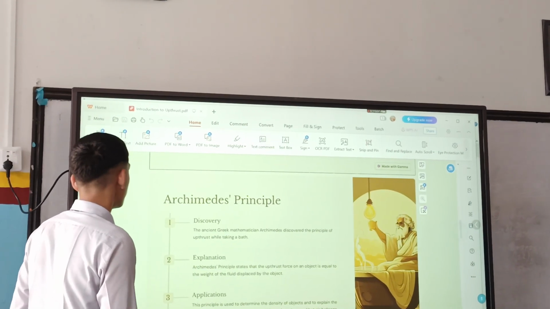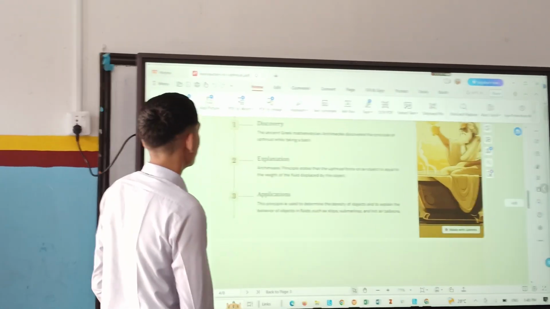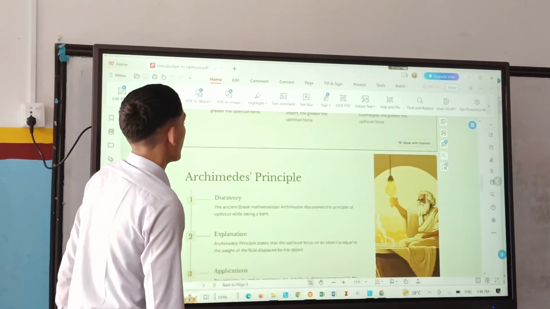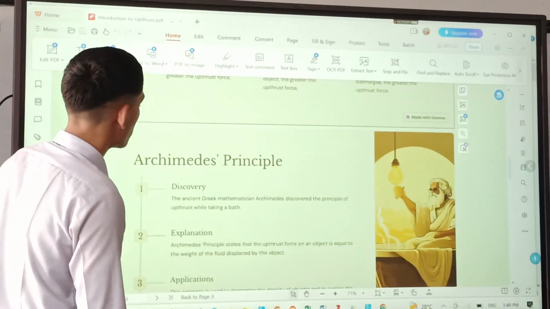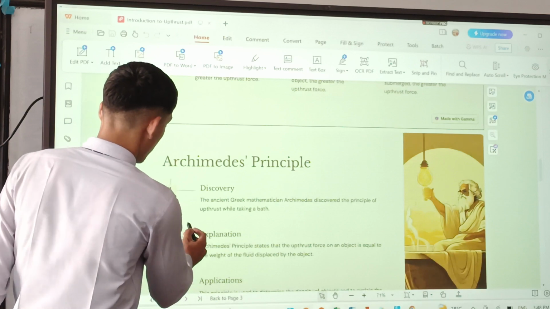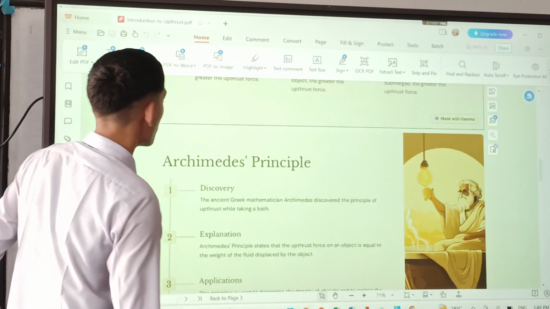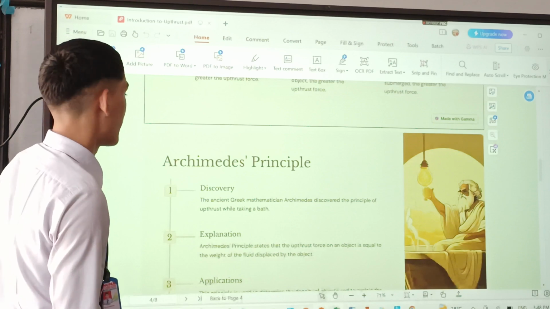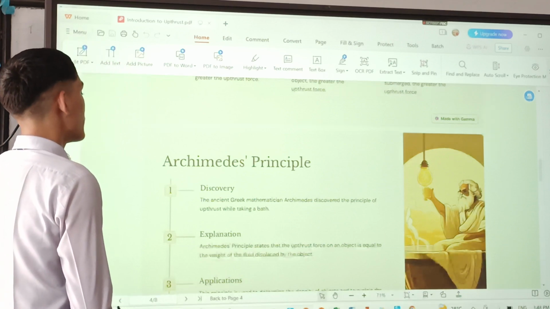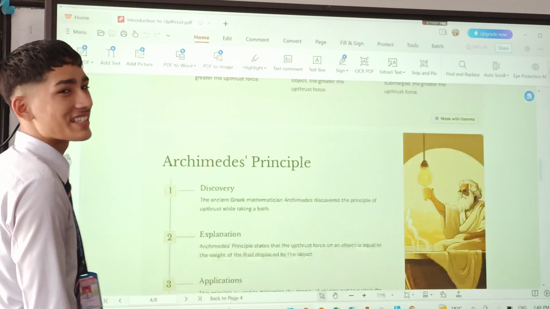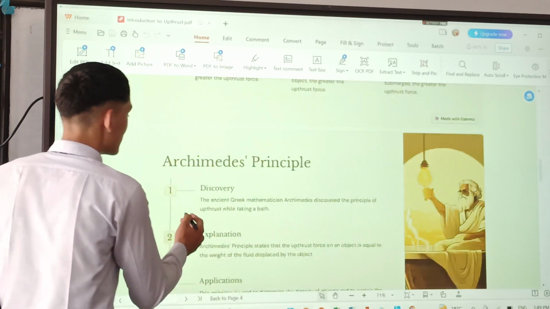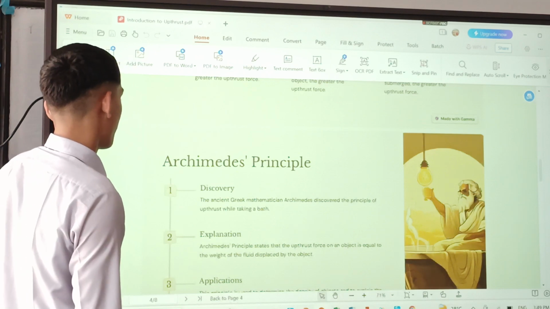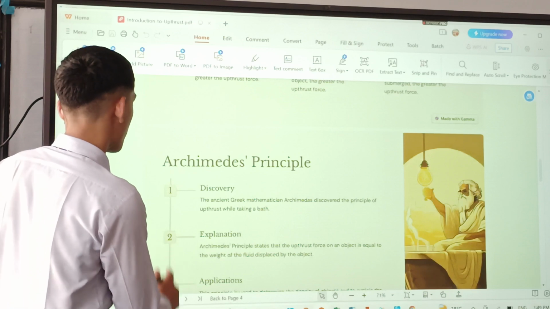Archimedes' principle discovery. The ancient Greek mathematician Archimedes discovered the principle of upthrust while taking a bath. One scientist, the Greek mathematician Archimedes, discovered the principle of upthrust while he was taking a bath. It is mentioned here. Now wait. Explanation.